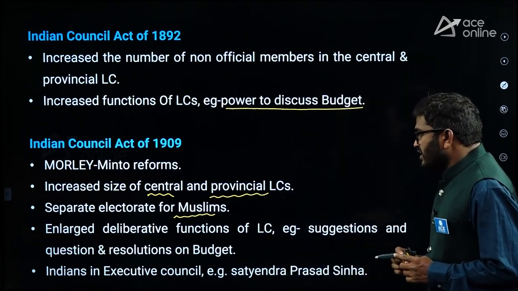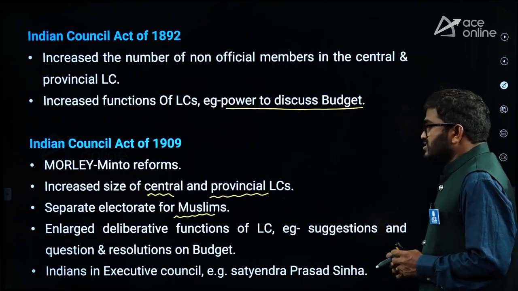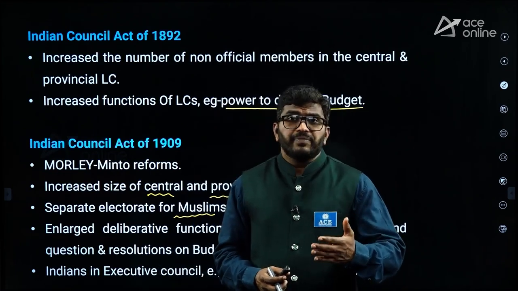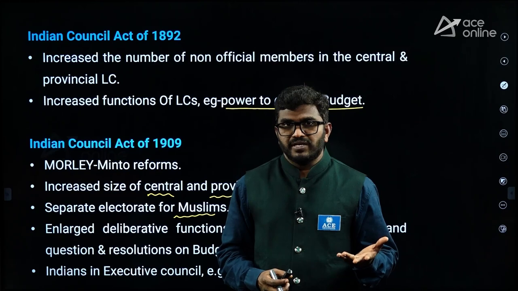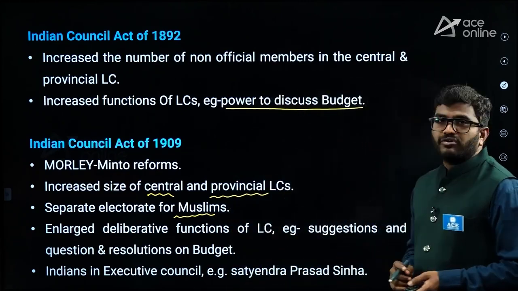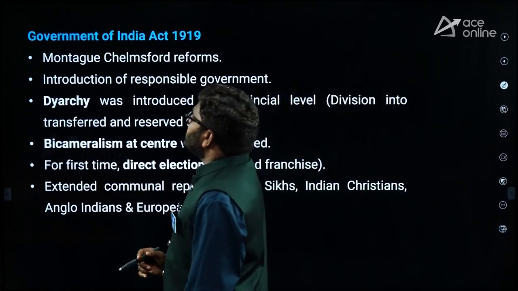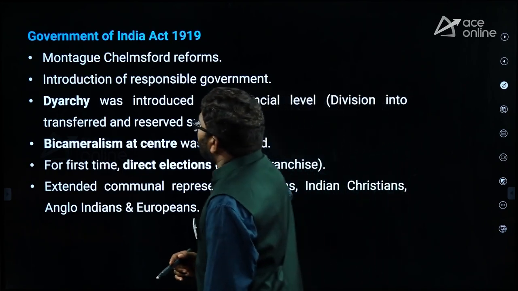And Indians in executive council, for example, let us say Satyendra Prasanno Sinha. See, Indians in executive council, like you can say the IAS officers, they entered into the executive councils, right? Satyendra Prasanno Sinha was the first person to enter into the executive council, right?